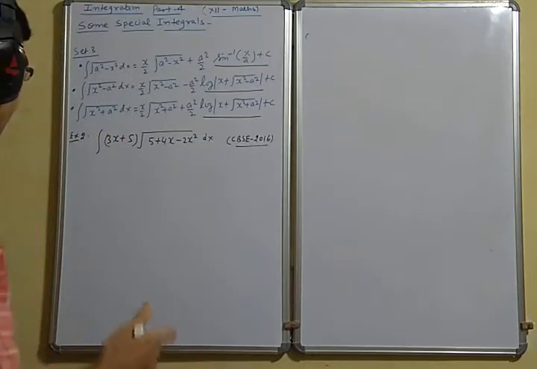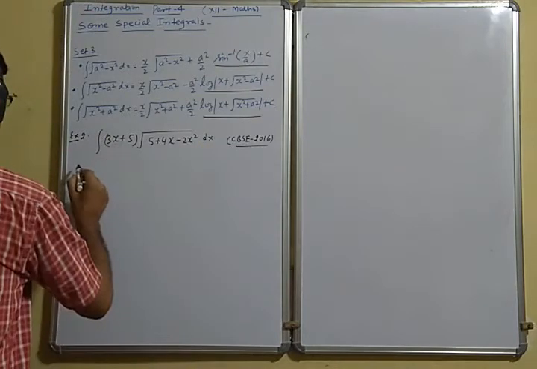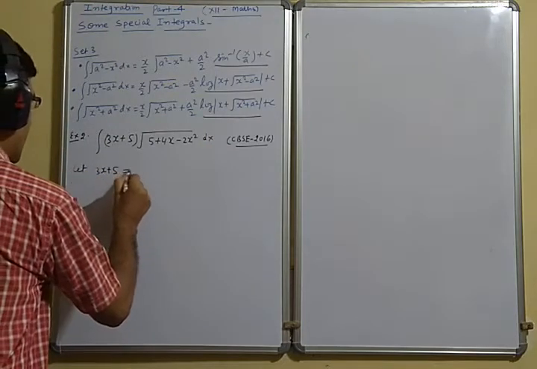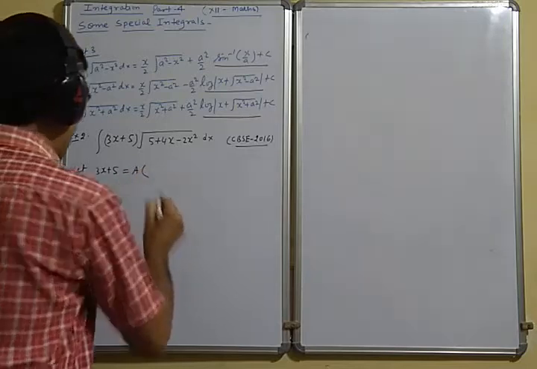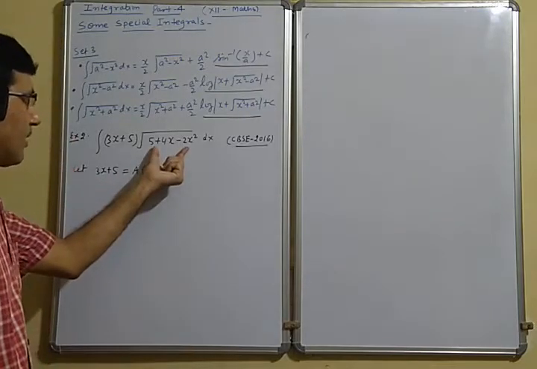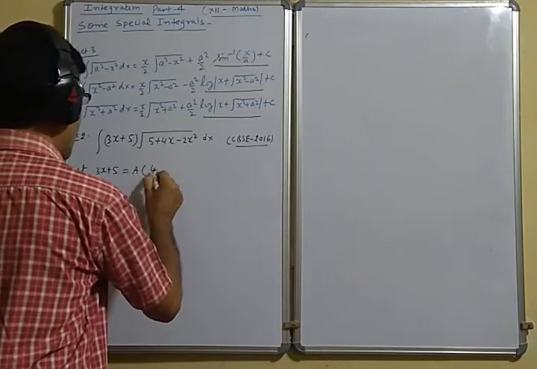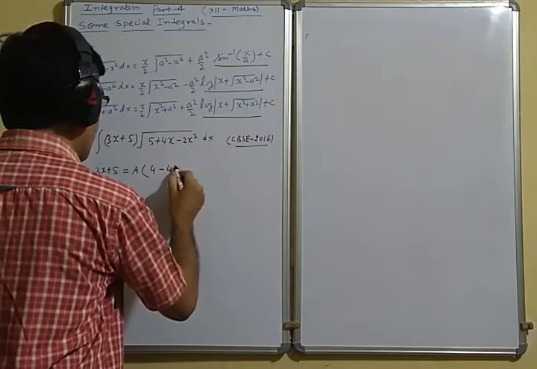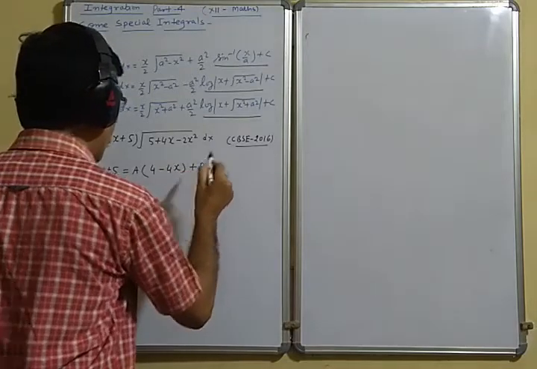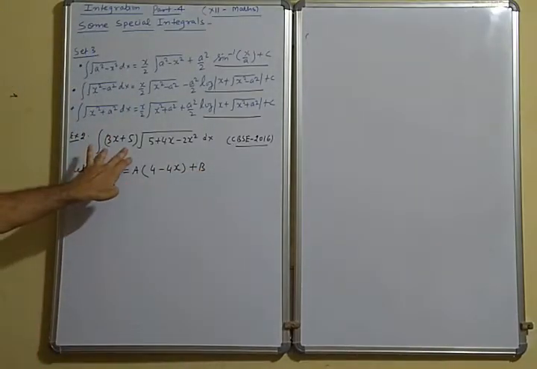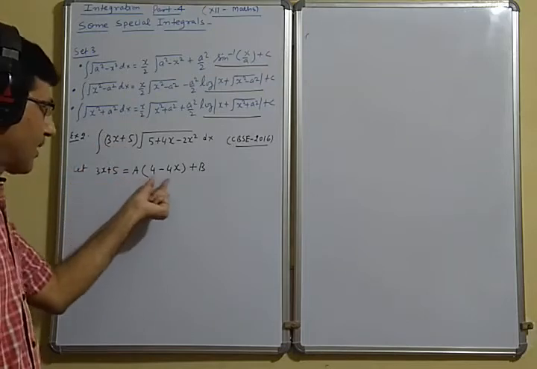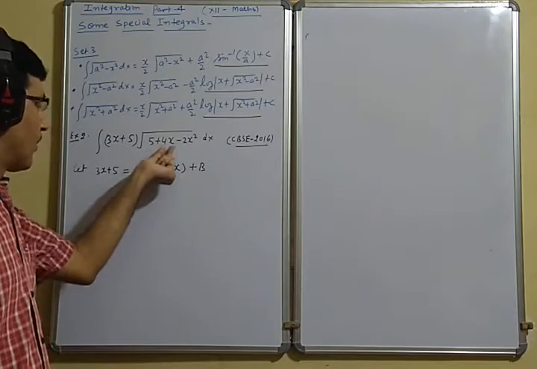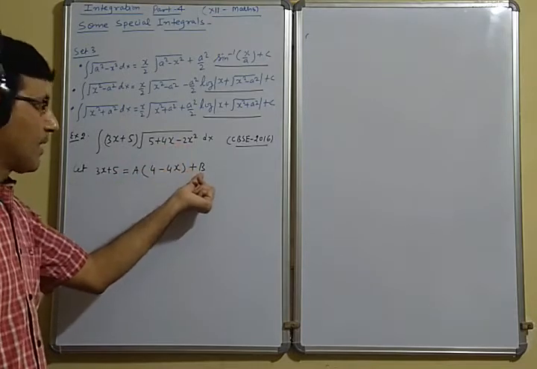So now let us see px plus q. Let 3x plus 5 be equal to a times d by dx of this much, that is 5 plus 4x minus 2x square. Differentiation gives 4 minus 4x, plus b.